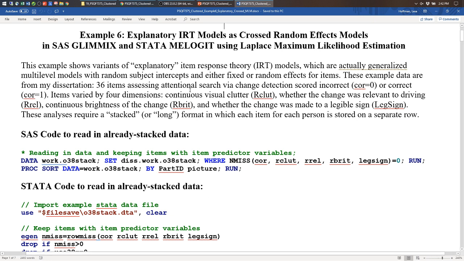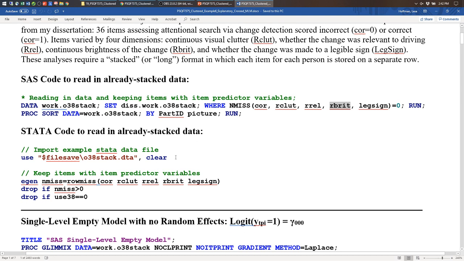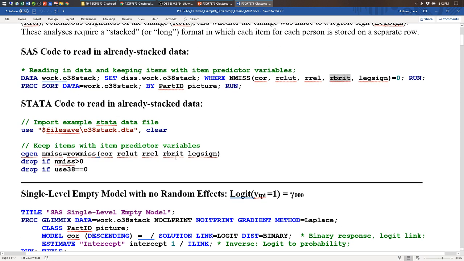So here's example 6. This is real data collected from my dissertation. We are predicting the accuracy of finding the change to those signs within a 45-second period. And so I have item predictors as to how cluttered the picture was, whether the change made was relevant to driving, the physical salience of the change measured in the size of the pixels changed, and whether or not the change was made to a legible sign, which is a factor I discovered post hoc mattered. So the data structure to do this analysis is stacked. It's just like it would be in any other multi-level model, where level 1 is a row. So each row is a single item response for a single person.